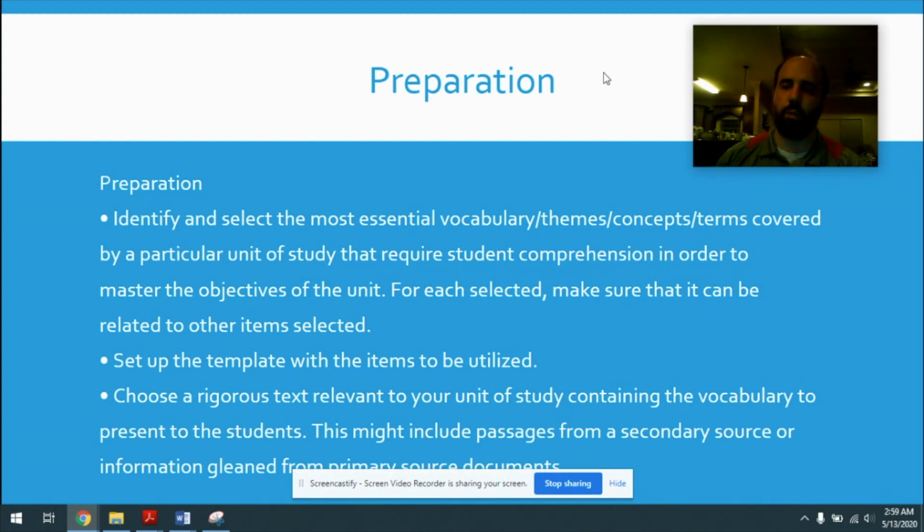But if you're using it where they're acquiring and they're looking at terms and themes for the first time to build that knowledge and relationship to other things, you're going to need a text. Of course, you can use, if that information can be gleaned from it, a secondary source or a primary source. Either can be used. You just want to make sure that it has the necessary information to make those connections that we're going to be looking at, and then of course it's rigorous enough to push students at the right level.